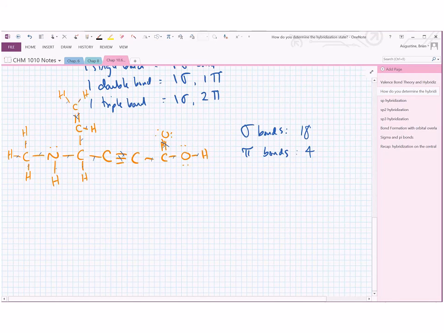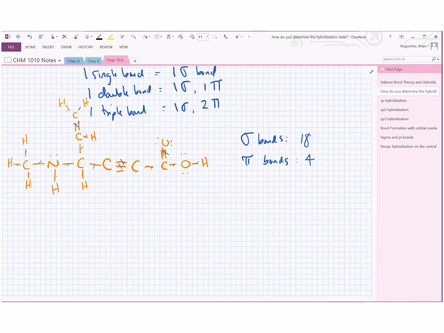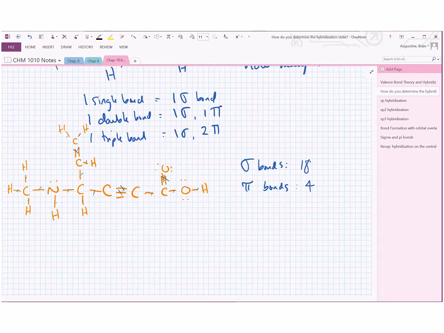How did I do that? I just count every single connection between every atom. That's a sigma bond. And then if there's a double bond, it counts for 1 pi bond. If there's a triple bond, it counts for 2. All right, that's all there is to it. Don't forget, this guy actually contains 3 bonds, a sigma and 2 pi's. That's the only trick with this.